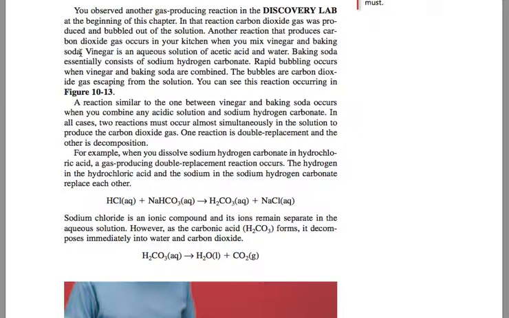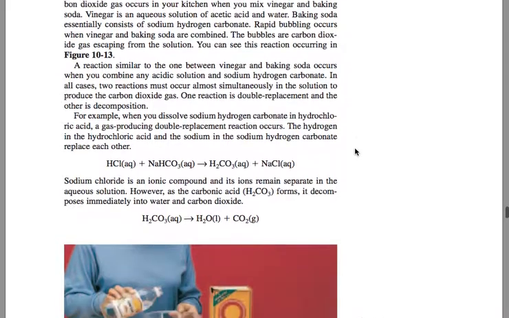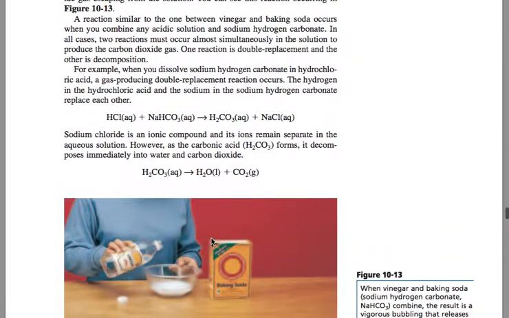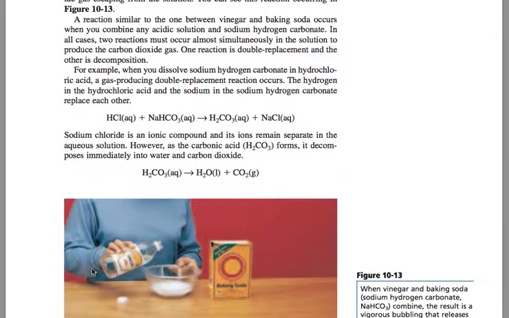Oh, you know this. This is what all elementary students do when they want to make a volcano, right? Vinegar is an aqueous solution of acetic acid and water. Baking soda essentially consists of sodium hydrogen carbonate. Rapid bubbling occurs when vinegar and baking soda are combined. The bubbles are carbon dioxide gas escaping from the solution. You can see this reaction occurring in figure 10.3. Can't really see it, but you can see the components of it.